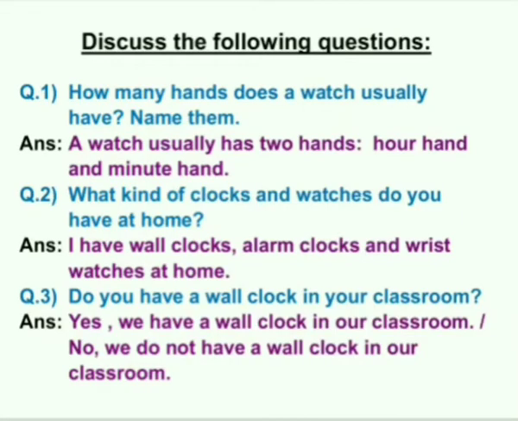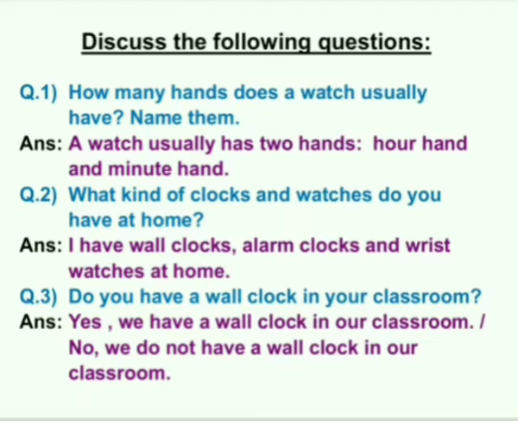Now there are some questions given in your textbook which we need to discuss. So let's read them one by one. Question 1. How many hands does a watch usually have? Name them. The answer is a watch usually has 2 hands, hour hand and minute hand.